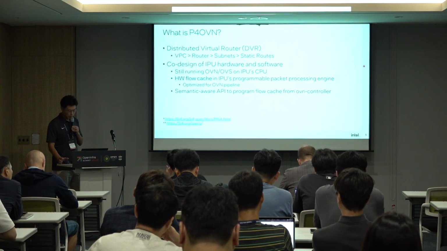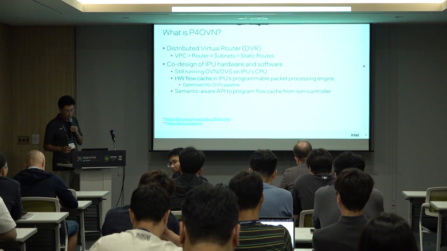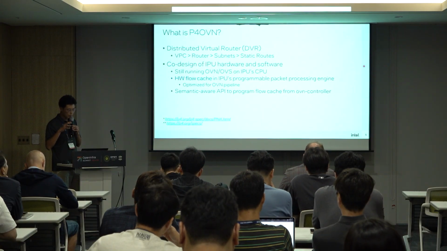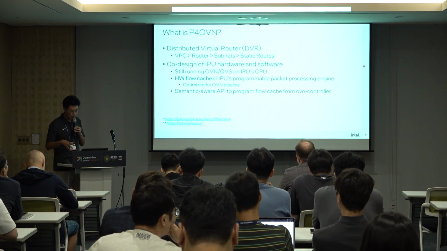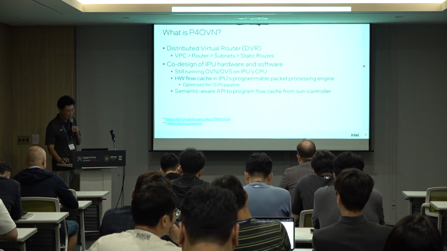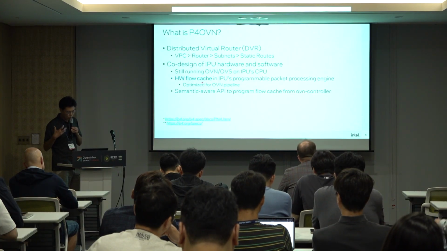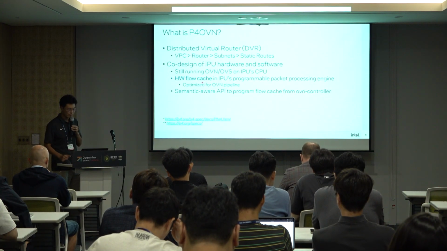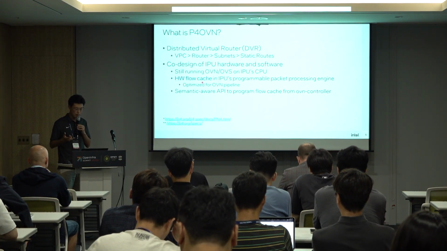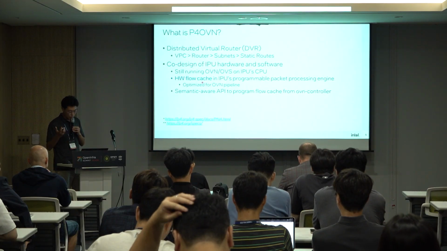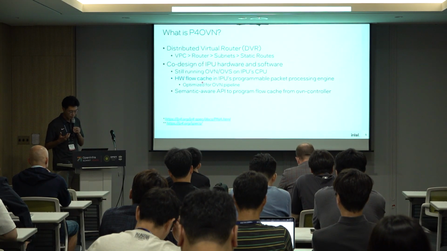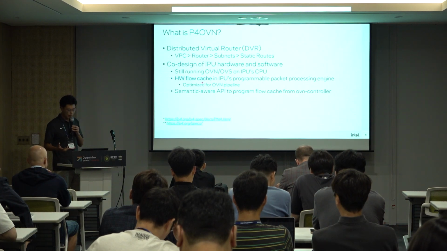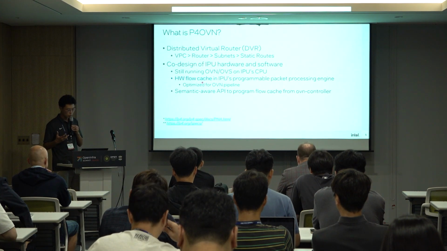On the IPU CPU side, which is the ARM core, it still runs the OVS software data path. In the IPU's programmable packet processing engine, we developed the P4 program called the hardware flow cache here. This hardware flow cache is optimized for the OVN pipeline, in particular layer 2 and layer 3 forwarding. Most of the intelligent or stateful packet processing is still left on the IPU's CPU.